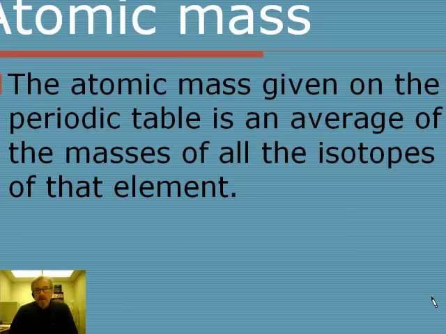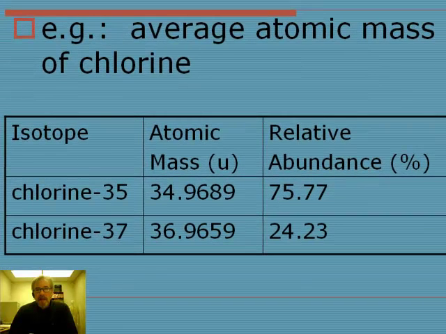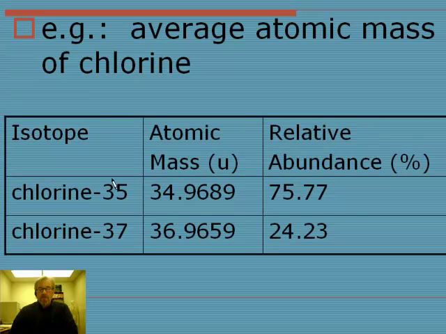Here's how it works. If we wanted to find the average atomic mass of chlorine, there are 2 isotopes, chlorine-35, which has this atomic mass, and chlorine-37, which has this atomic mass. Now, 75.77% of all the chlorine in the universe is chlorine-35. The rest of it, 24.23%, is chlorine-37. So here's how we do a weighted average.